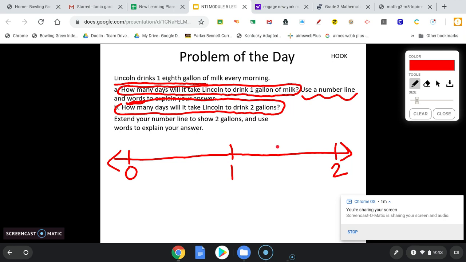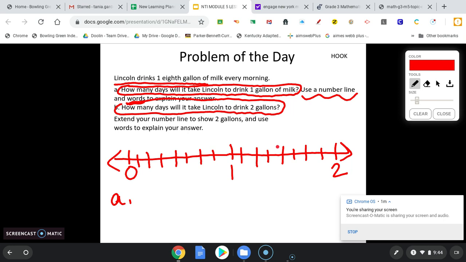So let's go ahead. If it's 1/8 gallon each morning, we know that we have to partition into eighths. So let's partition from 0 to 1 into eighths. Very good. And from 1 to 2, we also have to partition into eighths. Excellent job.